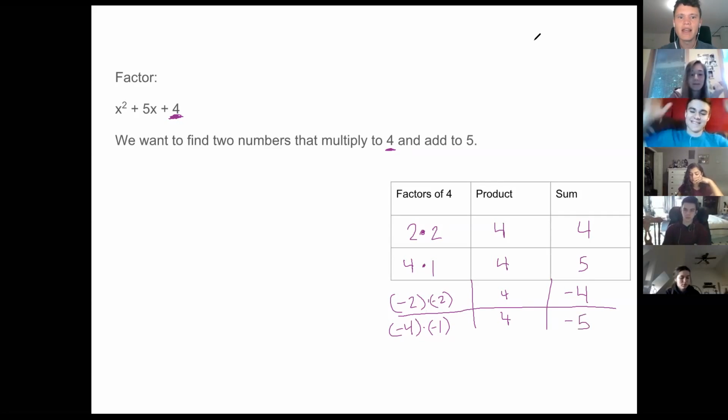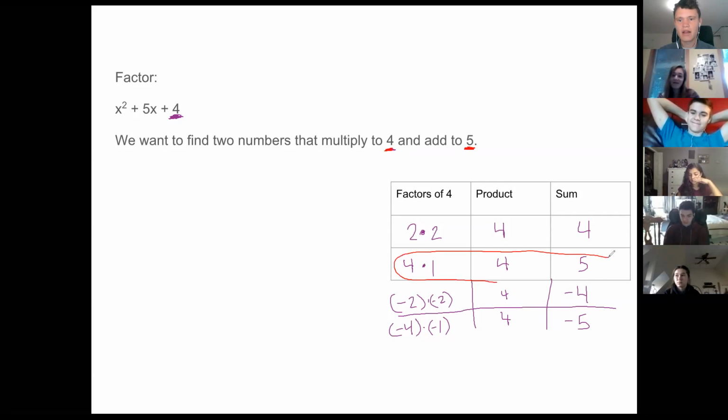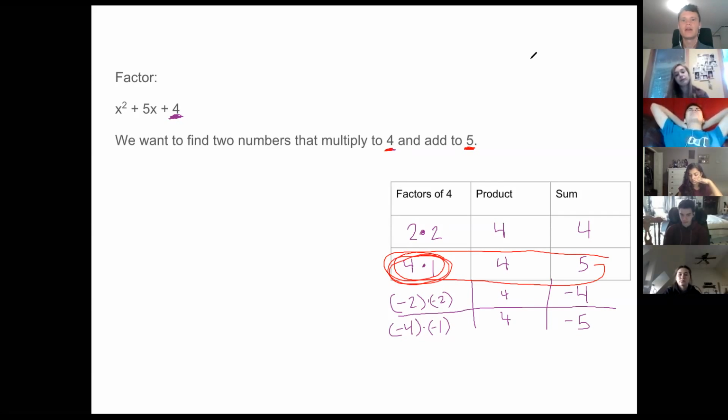And so we can see, our task was to find two numbers that multiply to 4 and add to 5. Well, there are two numbers then. They're going to be this 4 and this 1. We did some intelligent work here to figure out what those numbers are.